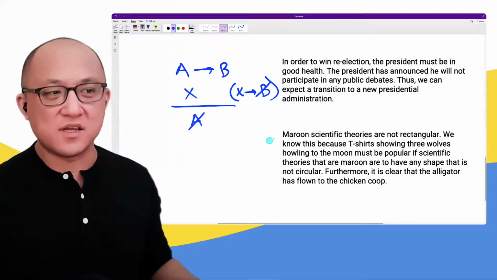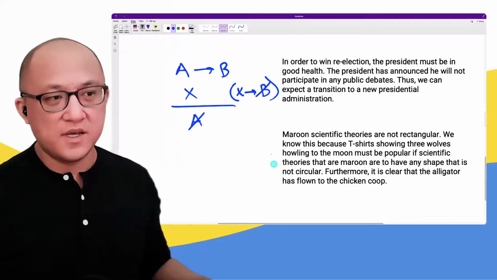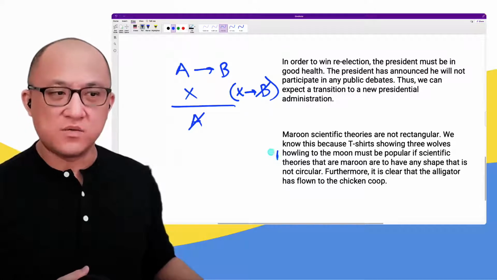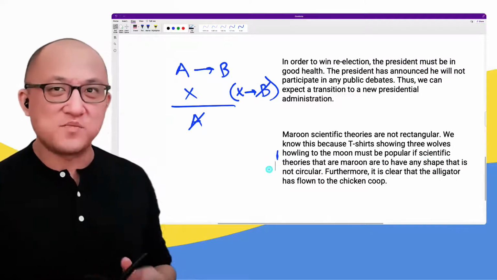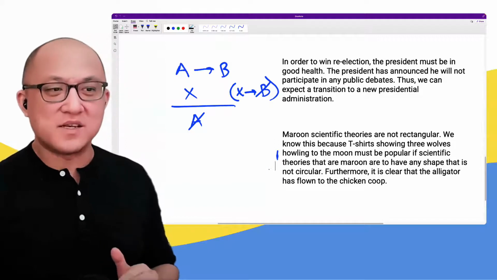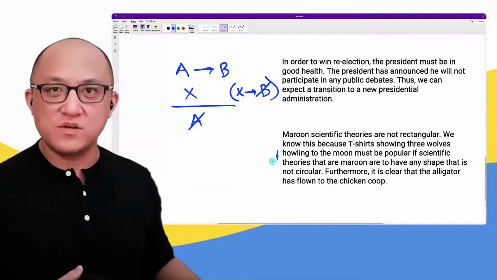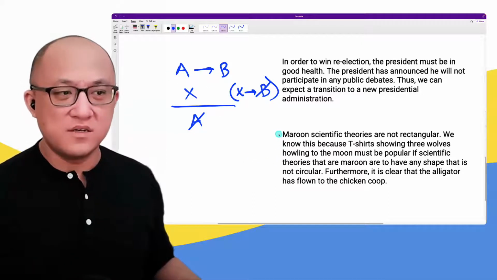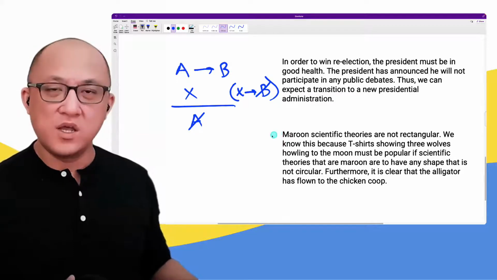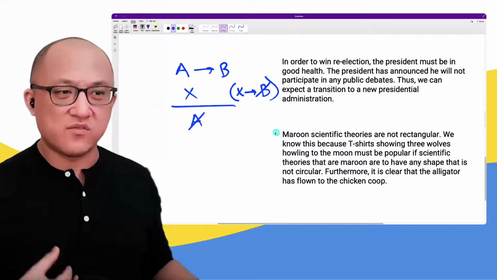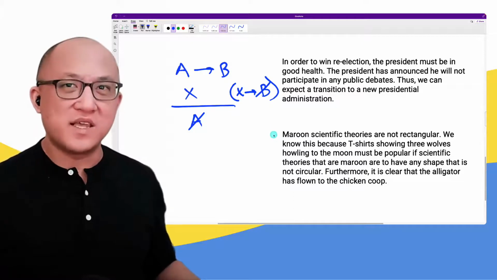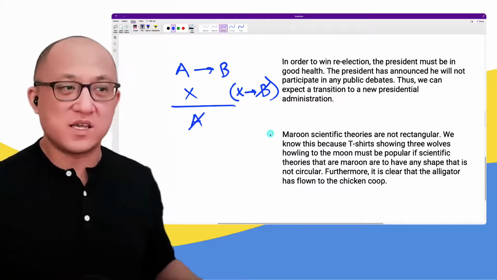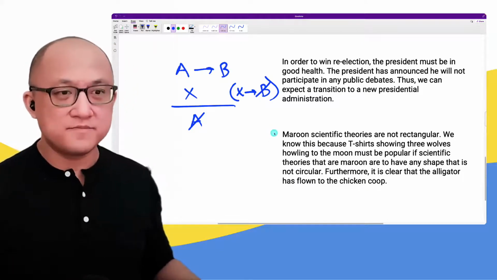That was my intention in coming up with this second example, right? So we still have that conditional rule in the middle, right? If scientific theories are to be not circular, then these t-shirts have to be popular, right? That's like the if A, then B. The conclusion is still that the maroon theories are not rectangular. So again, we have that difficulty of what is not rectangular? Oh, so they seem to mean it's circular, which is what shows it's not rectangular. So the conclusion really is that the theories are circular, right?